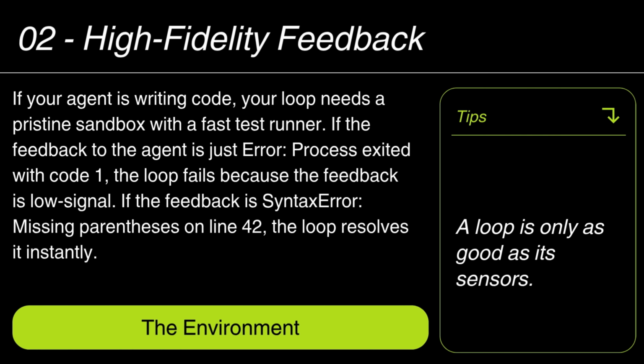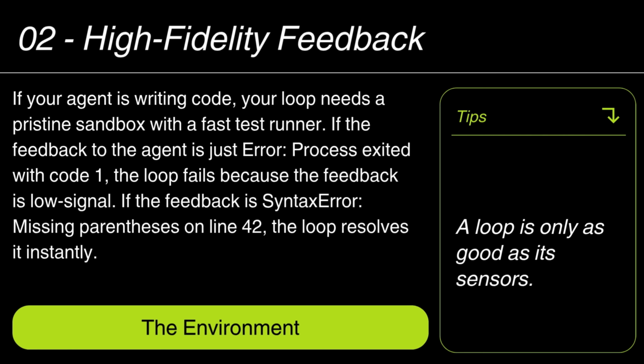2. High-fidelity feedback. The environment. A loop is only as good as its sensors. If your agent is writing code, your loop needs a pristine sandbox with a fast test runner. If the feedback to the agent is just "error, process exited with code 1," the loop fails because the feedback is low signal. If the feedback is "syntax error, missing parenthesis on line 42," the loop resolves it instantly.